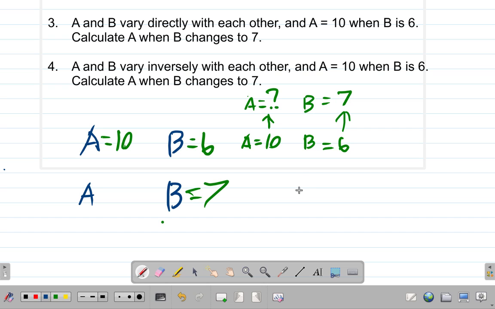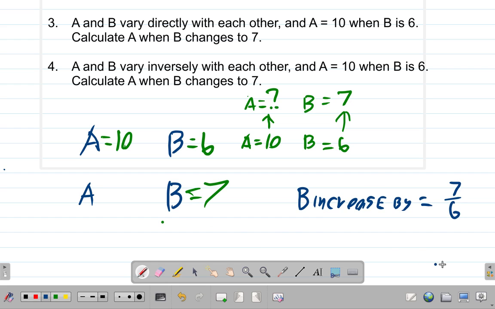Now, B increases by what? It's 7 divided by 6. Alright? That's the amount that B increases. And you could put 7 over 6 on your calculator.